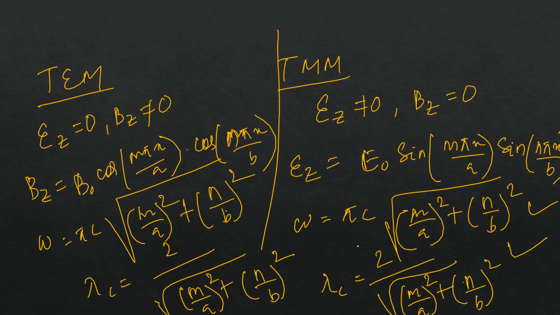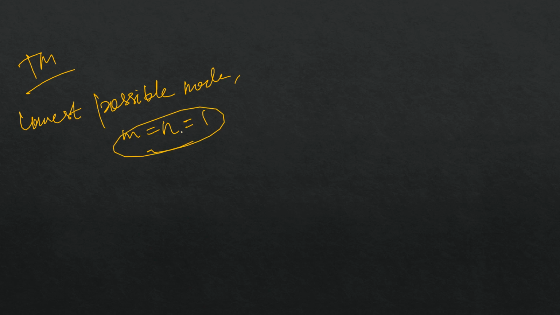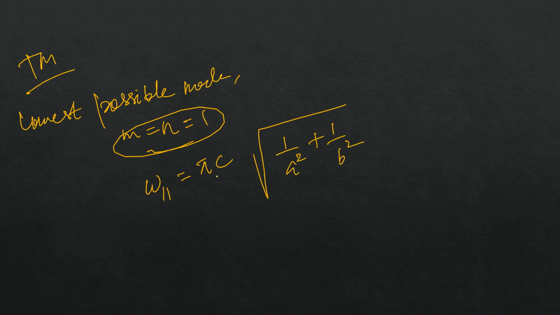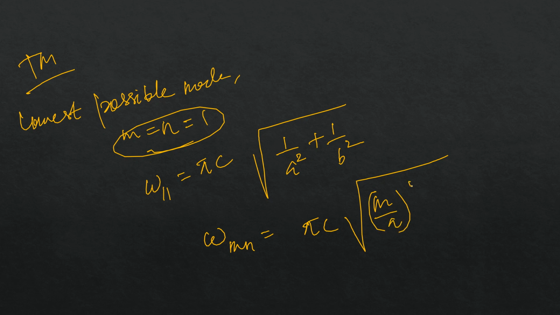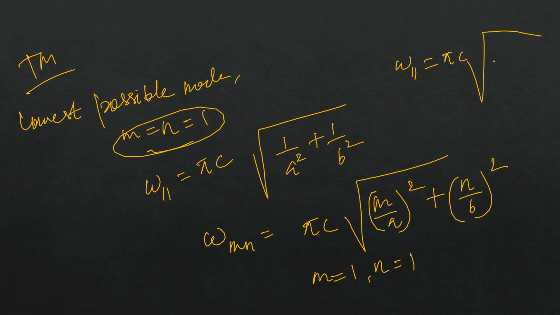So here, the lowest possible mode in TM will be what? The lowest possible mode in TM is m equal to n equal to 1. So omega 11 is equal to pi c root over (1 by a)^2 plus (1 by b)^2. How did you get it? Simply, omega mn is pi c root over (m by a)^2 plus (n by b)^2. In place of m we just put 1, in place of n we just put 1. We got omega 11 equal to pi c root over (1 by a)^2 plus (1 by b)^2. All right?